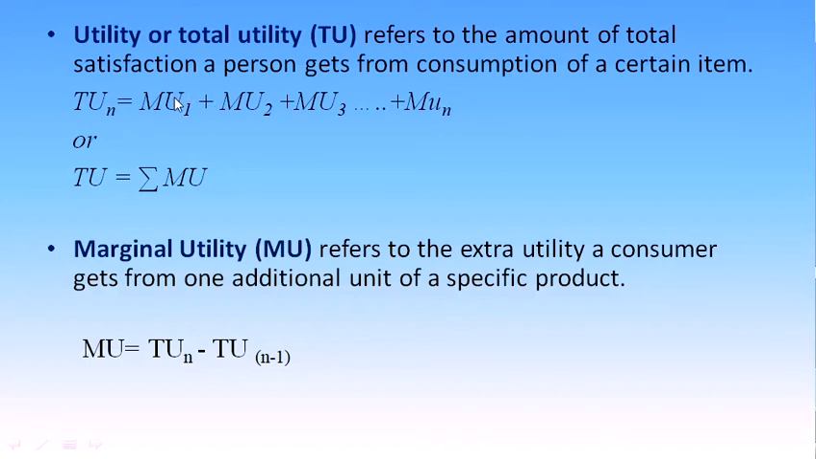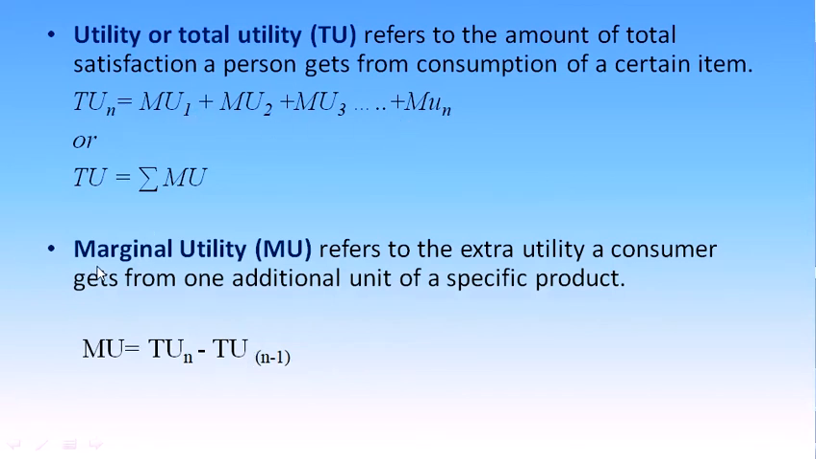So if the person is consuming two burgers, the total utility will be the addition of both the utilities of the burgers. And if the consumer is consuming three burgers, we will take the utility from burger 1, burger 2, burger 3. When we add the utilities of all these three burgers, we will get total utility. I will explain the formula later on.